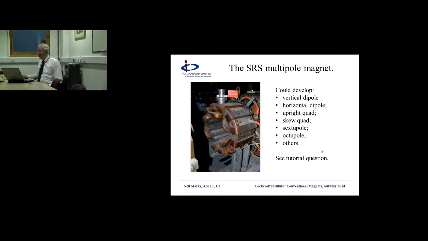And in fact, there is a tutorial question that is set at the end of the course, which involves debating where these coils should be and what excitation is needed on these coils to generate all these different harmonics.